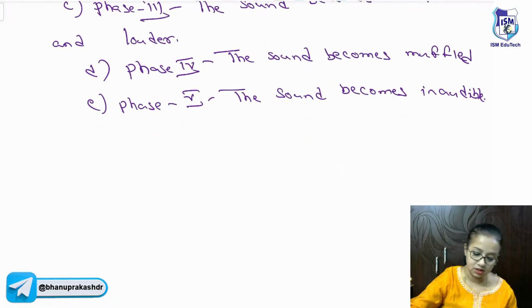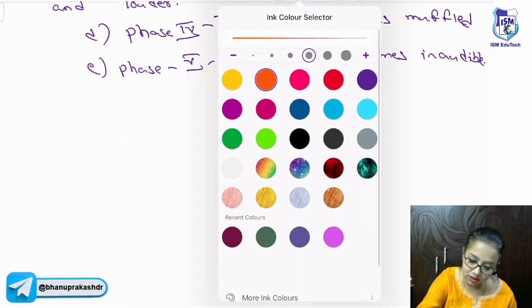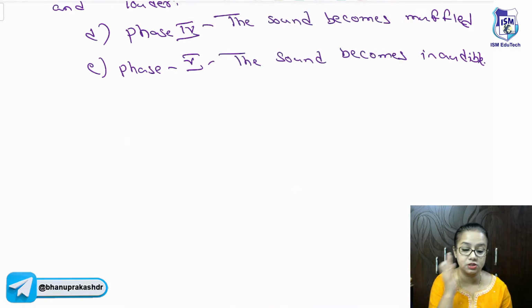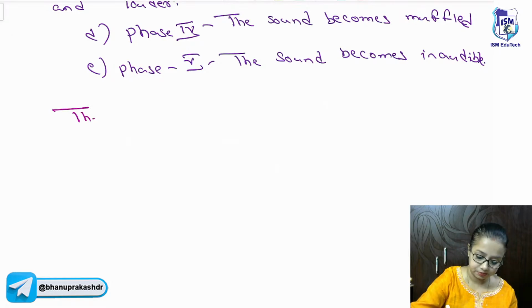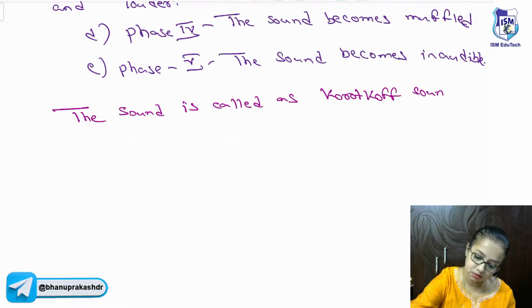Now, the sound that we were talking about, what is the terminology that is used for the sound? There's a particular terminology that is used to refer to the sound. The sound is called Korotkoff sound. The sound that we are talking about is called the Korotkoff sound.